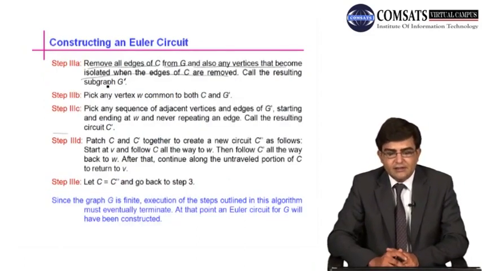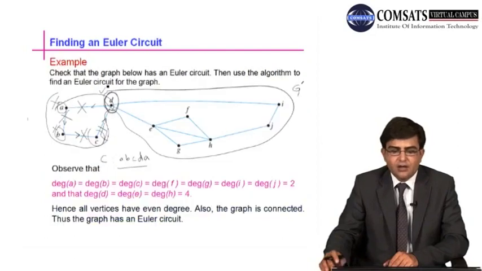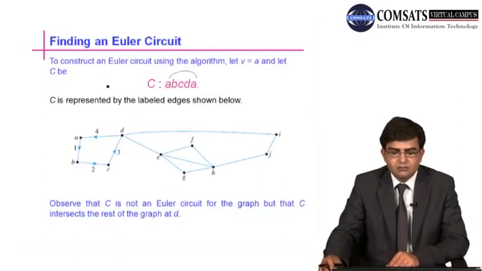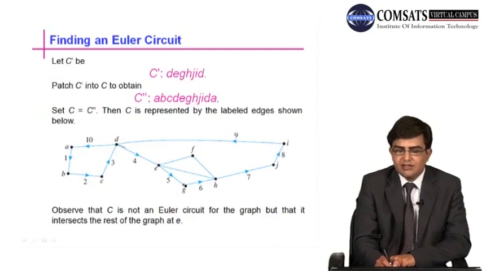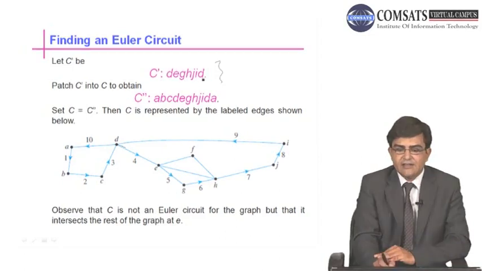Now what is step 3c? Pick any sequence of adjacent vertices and edges of G dash. That is, we again construct a circuit starting and ending at D, and never repeating an edge. Call the resulting circuit C dash. So now here we construct another circuit which starts from D, goes to E, then G, H, J, I and D. So this is basically another circuit. We call it C dash, which is D, E, G, H, J, I, D.